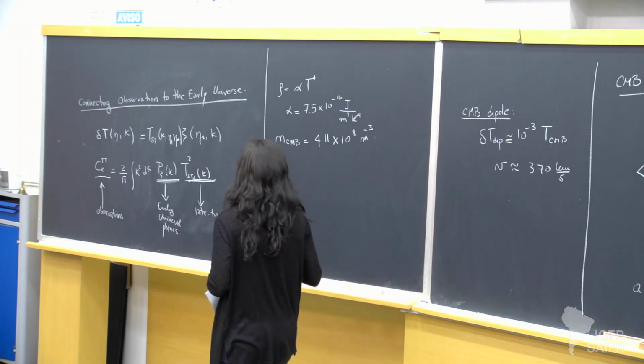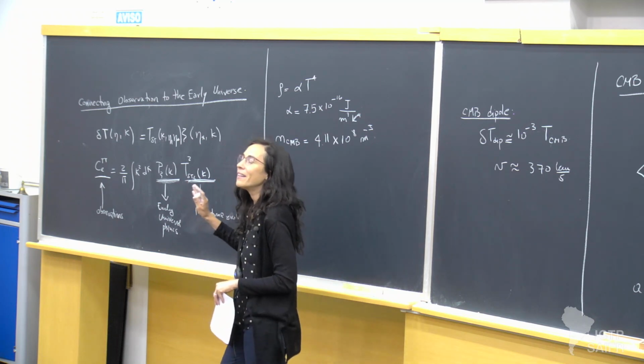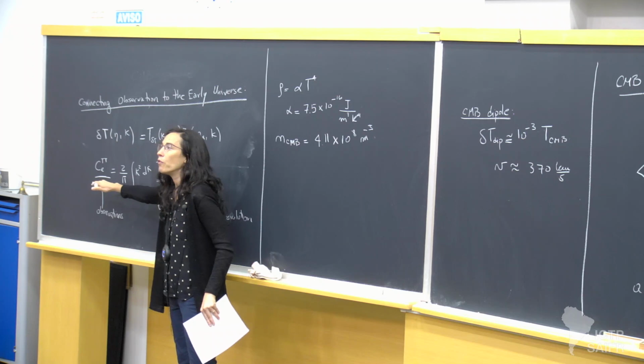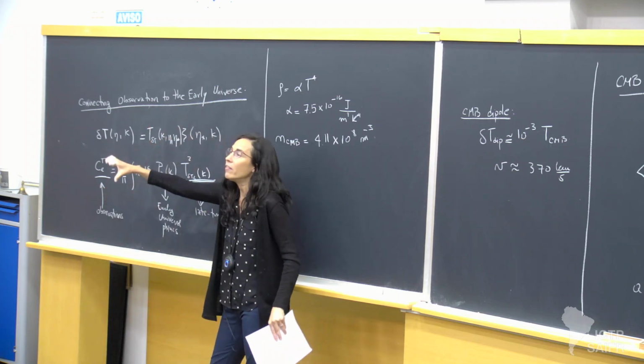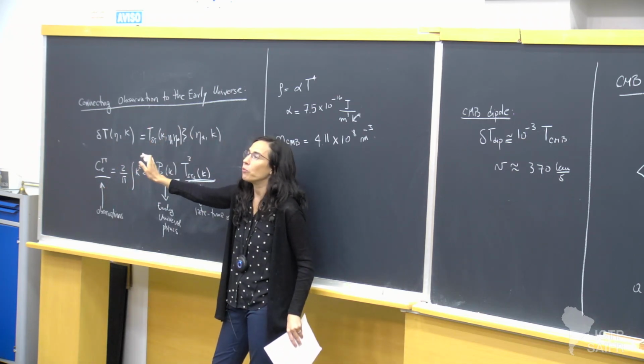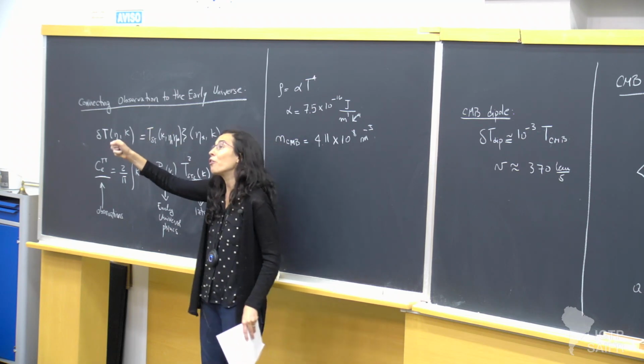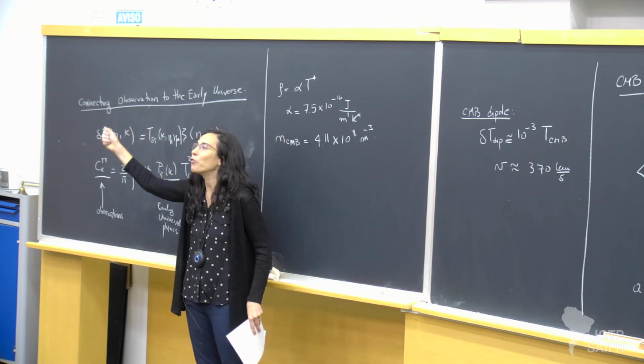What I'm saying is non-invertible is this: you can start from the CMB observations and put constraints on the power spectrum. That's fine. What is non-invertible is that different inflationary models may give you the same observable.